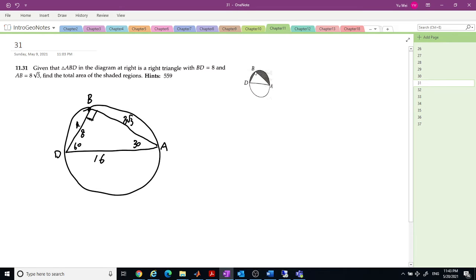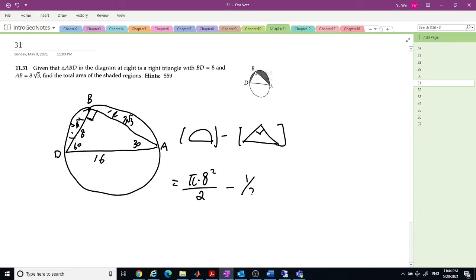So now we want to find this area, the shaded area. The shaded area is equal to half of the circle minus this triangle, right? So it's pi times 8 squared divided by 2, which is half of the circle, minus half of 8 times 8 root 3. Then what we have is 32 pi minus 32 root 3.